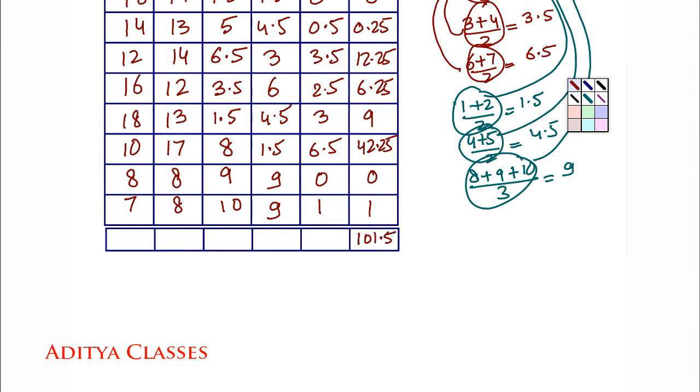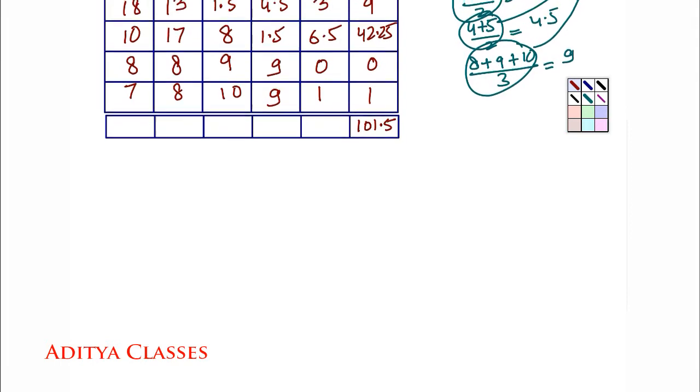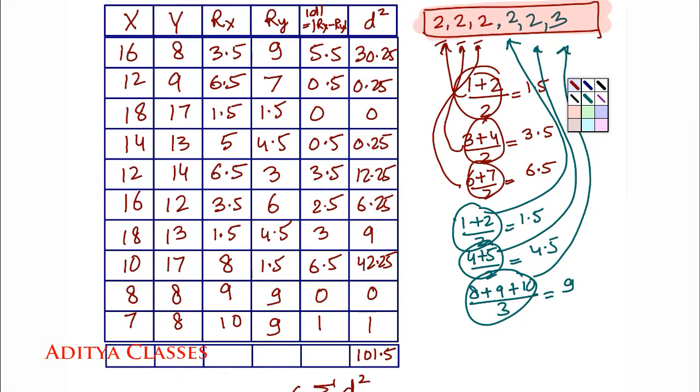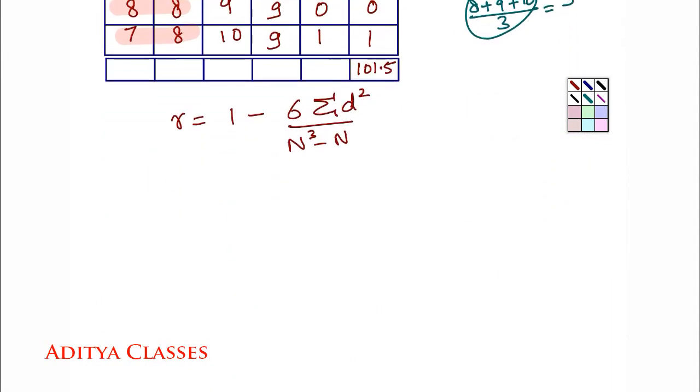So now, what was the formula for rank correlation? It was 1 minus 6 sigma d square upon n cube minus n, where n is the number of paired comparisons. In our case, 1, 2, 3, 4, 5, 6, 7, 8, 9 and 10 pairs were being compared.